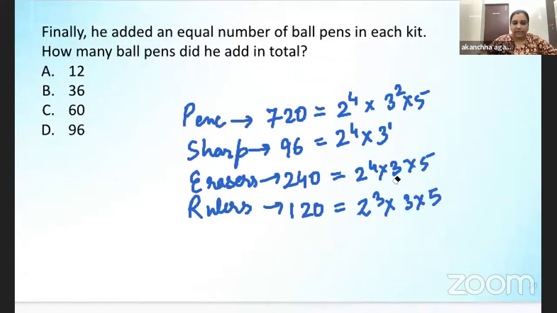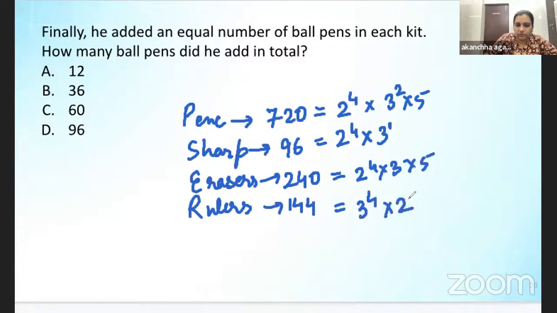So we'll first take the initial case only, which was for 144 rulers, right? And the 144 can be written as 3 squared times 2 to the power 4. And now they're asking us how many ball pens did he add in total. Please do this question.